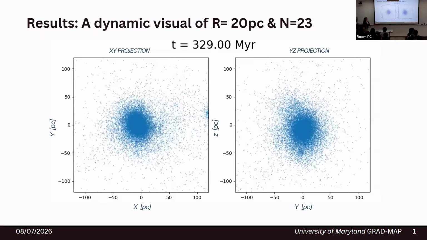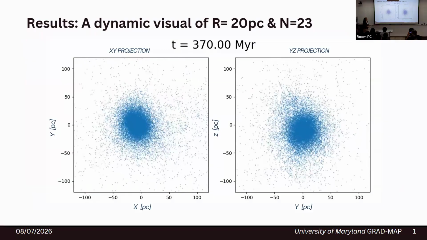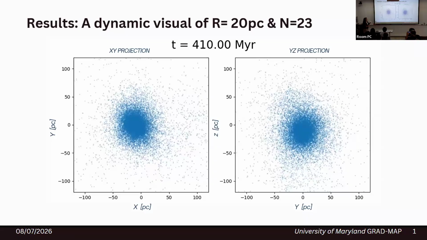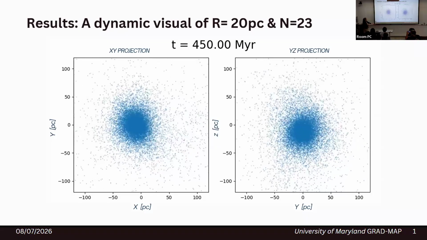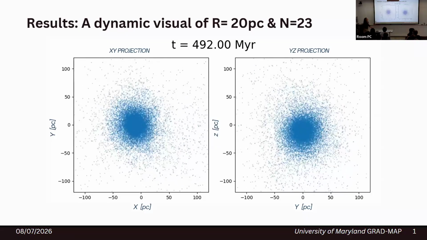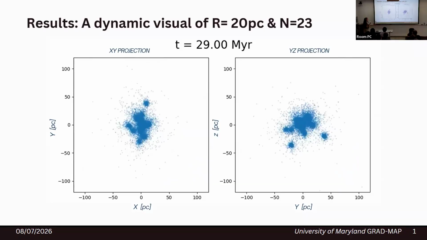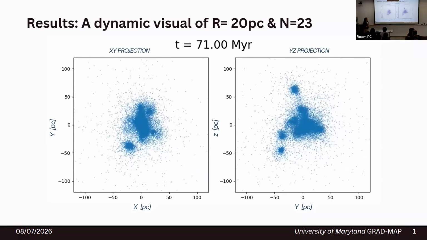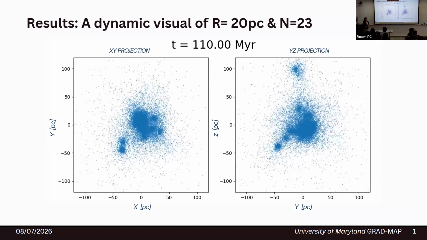This is what our simulation can look like. These are two projections of all the particles in a 20 parsec and 23 subcluster initial condition. It's pretty cool to look at.